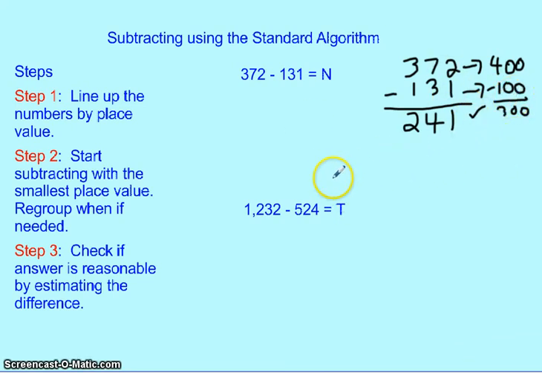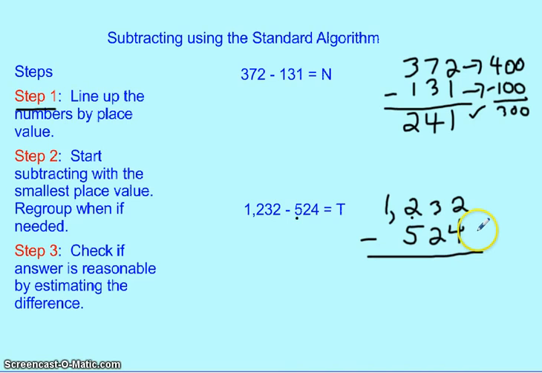So now let's take another example down here. 1,232 minus 524. So let's go back to step 1. Line up the numbers by their place value. So first I'm going to put 1,232 and I'm going to subtract 524. I need to be careful. This is 500, so I need to find the hundreds place in this number. 2 is in the hundreds place, so I'm going to put the 5 right underneath it. 524.